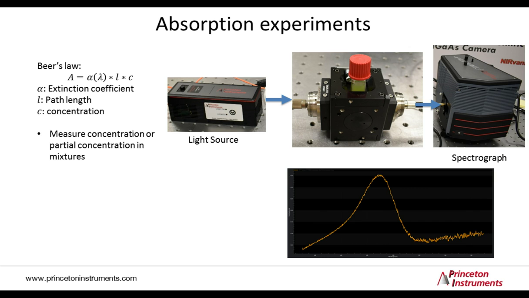The typical analysis in absorption experiments uses Beer's law. That is, the absorbance is proportional to the wavelength-dependent extinction coefficient of the sample, the path length, and the concentration. In particular, when the extinction coefficient and the path length are known and constant, that's an established way to measure concentration of a substance in a solvent, or even partial concentrations in a mixture.